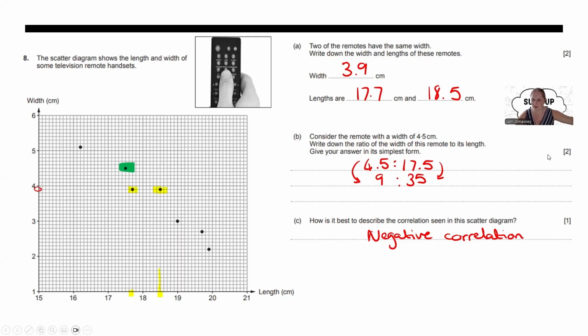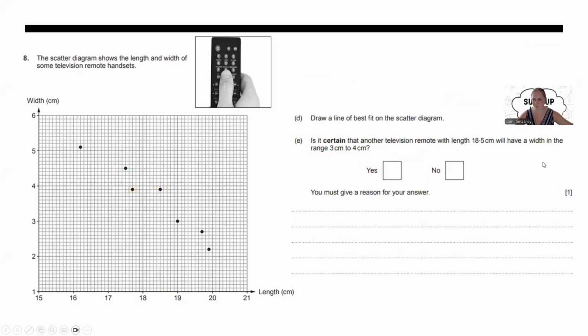There are 2 more parts to this question 8. Let's just have a look. It says, draw the best line of best fit on the scatter diagram. So this one, we're looking for that negative slope, and you kind of want to get it in between both of the points. Now, I've done this on the computer. It was quite hard to get it where I wanted it to go, but anywhere between the both will be fine for this question.